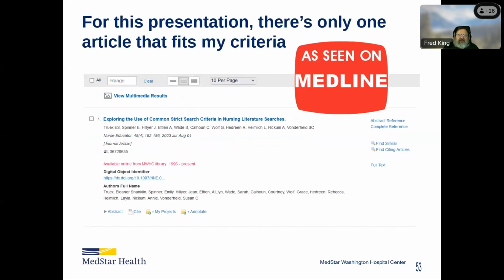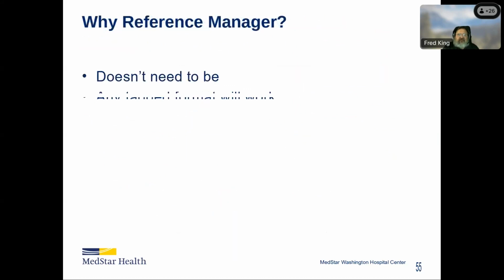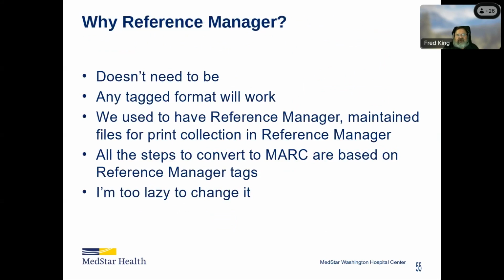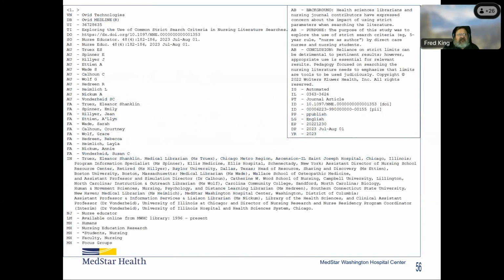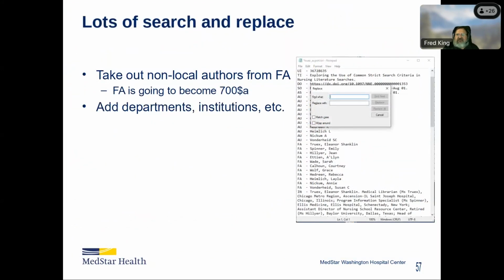Okay, for this particular one, just the one article. Can export it in Reference Manager. I say you don't have to. Could be in RIS. I've been doing that. Everything's set up. There's no point in changing it. Here's what the tags look like. And then you have an awful lot of search and replace. Look for every name. See if it belongs there.